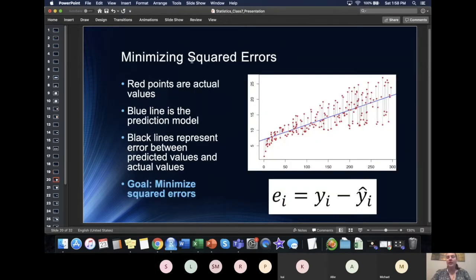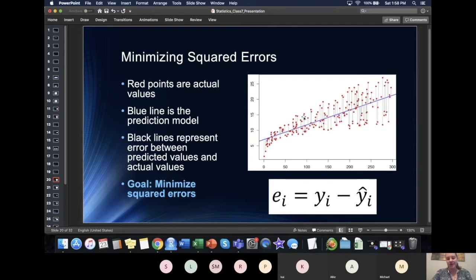This figure was included in the first statistics book I ever read, and it really helped me understand this, so I went back and found it and put it here. The red points are the actual values. Linear regression creates this blue line. Why is that chosen as the blue line? We look at what we call the error, this black line, which is the difference between the actual values and the prediction line.